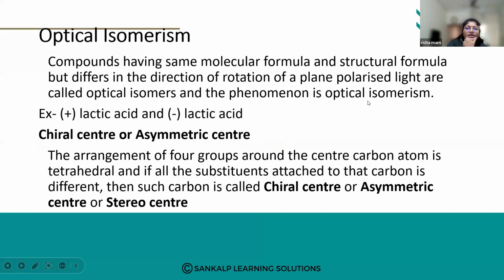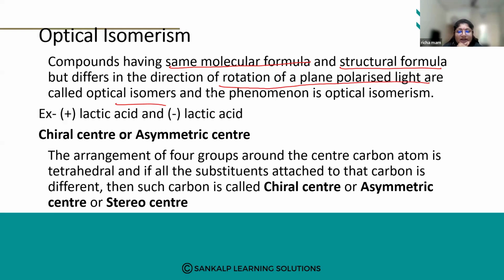Next is optical isomerism. Next, we are going to start with optical isomerism. So what do you mean by optical isomerism? Compounds having the same molecular formula and structural formula, but which differ in the direction of rotation of plane polarized light, are called optical isomers, and the phenomenon is called optical isomerism.